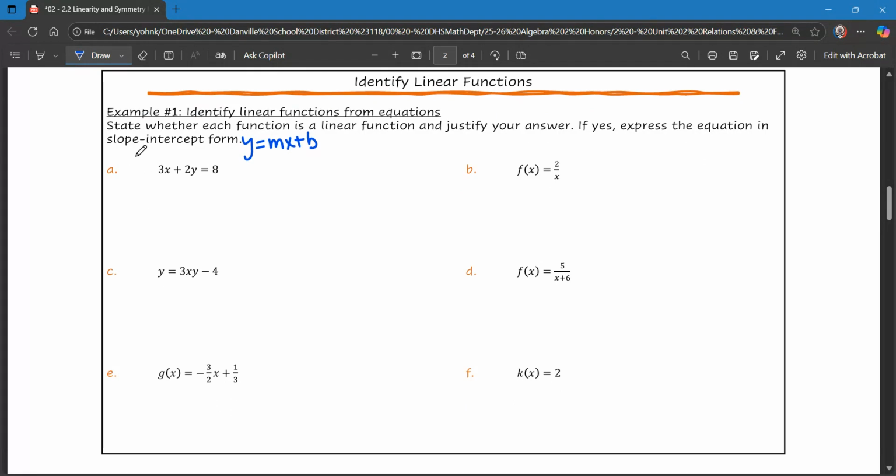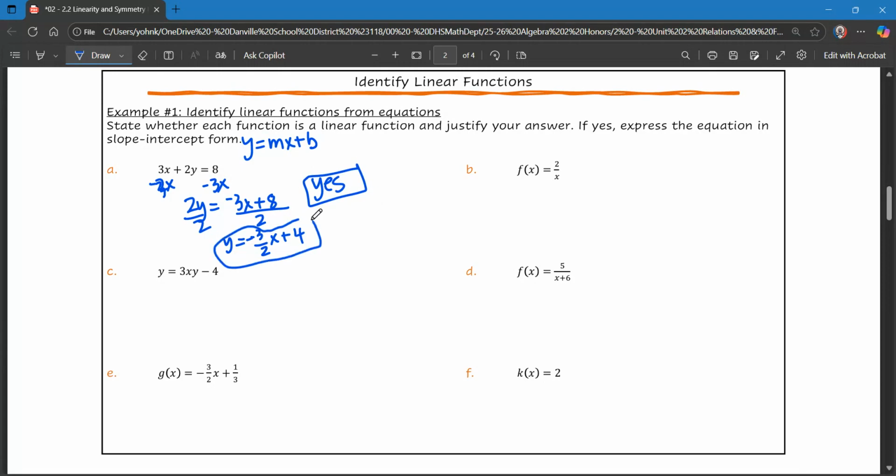Okay, so in this first equation, 3x plus 2y equals 8. If we try to solve for y, we're going to subtract 3x. So 2y equals negative 3x plus 8. Divide by 2. Y equals negative 3 halves x plus 4. So yes, I can write it in slope-intercept form. So yes, this is a linear function.